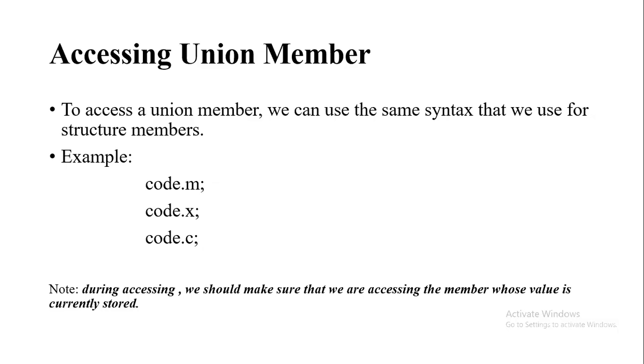Whereas in structure, we can store all the three variables and access all the three variables. That is the main difference. One difference is with respect to memory used. If we want to have an application where we want to save some memory and we know that only one variable is required at a particular time, then we can go for union.